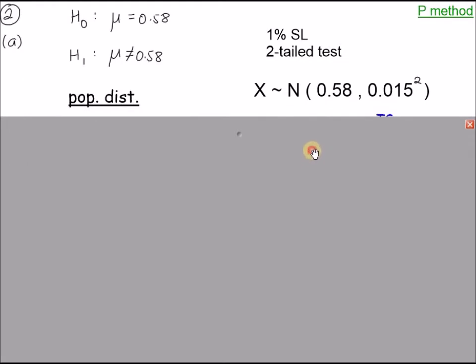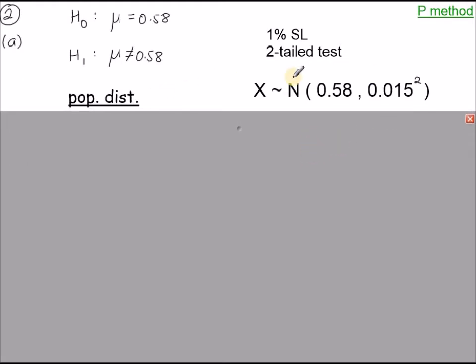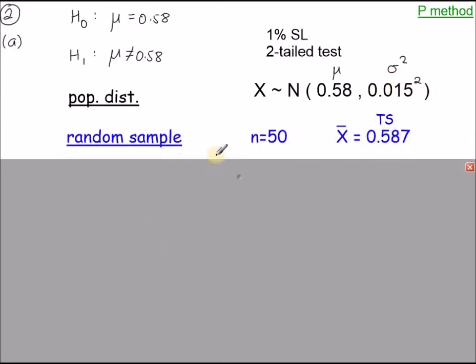So the data was selected from a population that's normally distributed with this mean, same value there, and this variance. So the standard deviation there is 0.015, the variance is 0.015 squared. From this normally distributed population, we've randomly selected a sample of size 50, and the sample mean for those 50 values was 0.587. This is our test statistic.